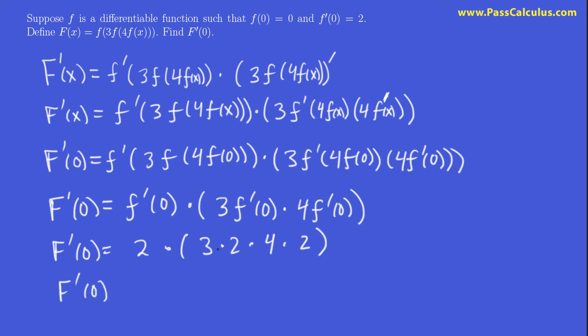So let's see here. 3 times 2 is 6, 24, 48. So I think that's 96. And that's the answer for this one.